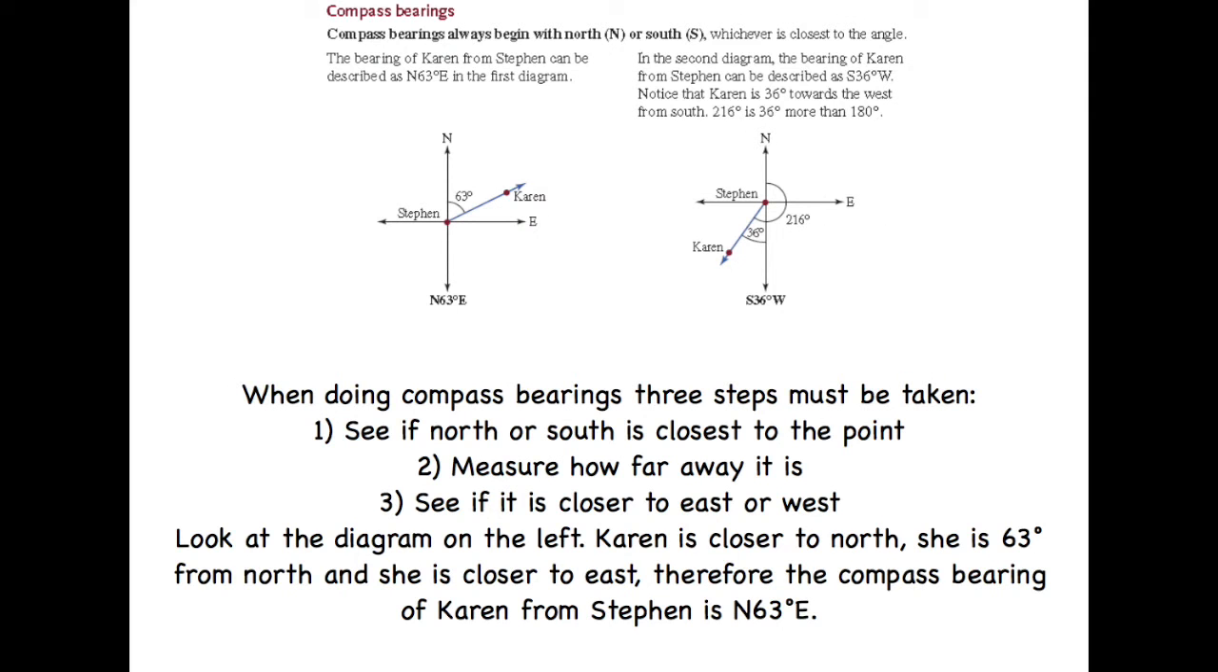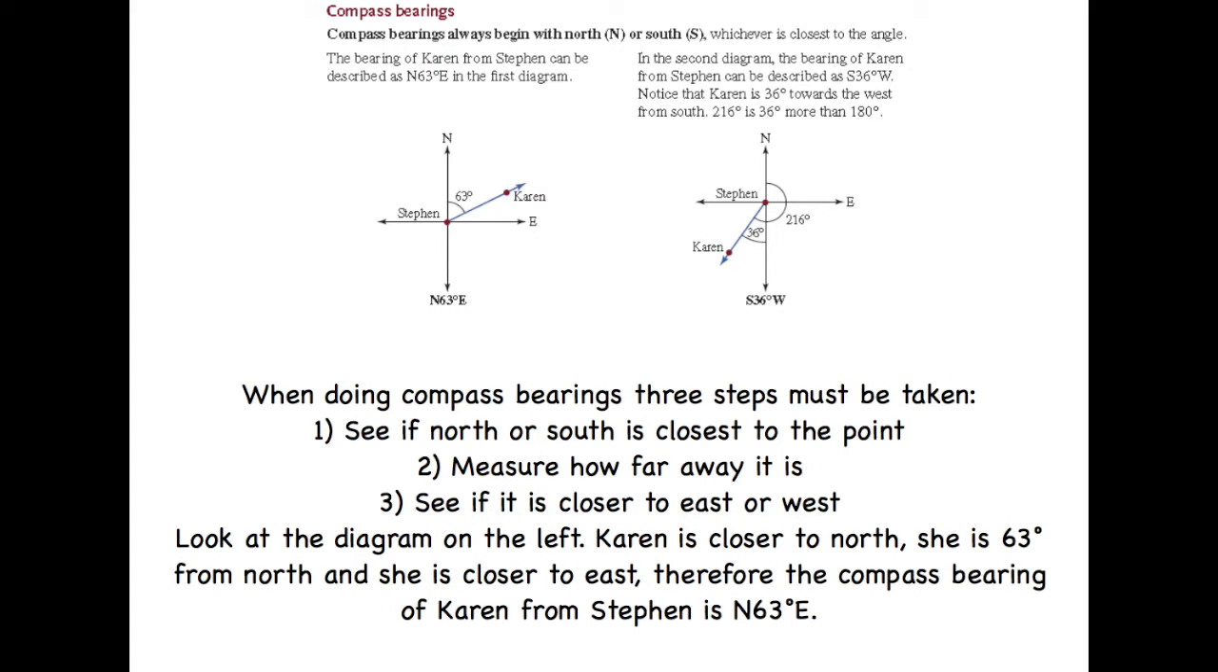Compass bearings are a little bit trickier. When you're doing compass bearings, 3 steps must be taken. First, you see if north or south is closest to the point. Secondly, you measure how far away it is from north or south. And thirdly, you see if it's closer to east or west. Now look at the diagram to the left. You can see that Karen is closer to north. She's 63 degrees from north and is closer to east. Therefore, her compass bearing is north 63 degrees east.